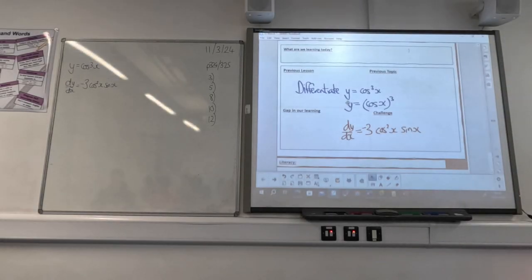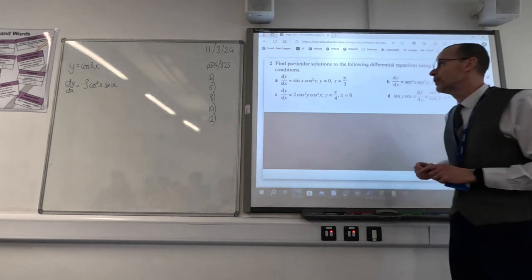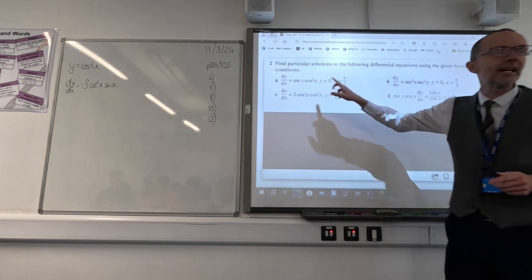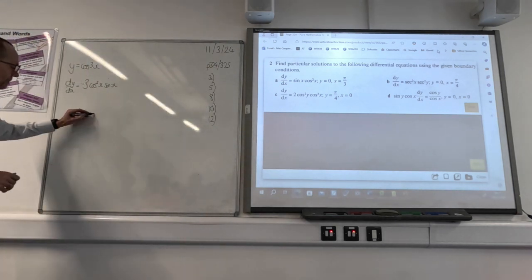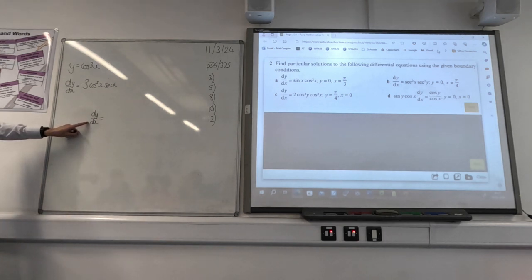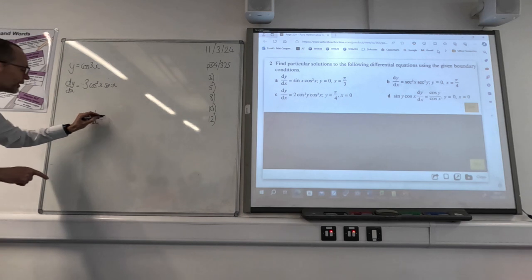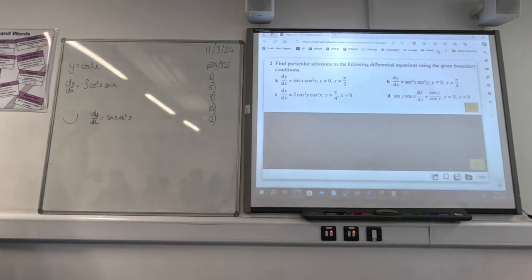So last lesson, whether you were here in person or in spirit, we were looking at differential equations. These are equations where we're basically undoing differentiation. And in some cases, we get questions like question 2, part A. Question 2, part A is a differential equation. But it's good news, isn't it? Because we are differentiating with respect to x, and the only variable in that expression is x. So if you remember, that makes me happy.